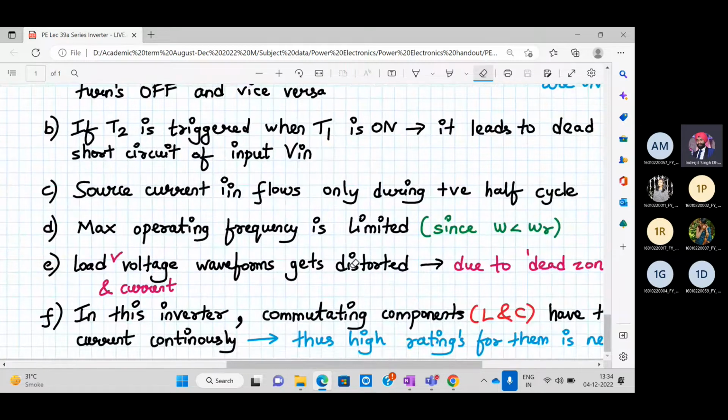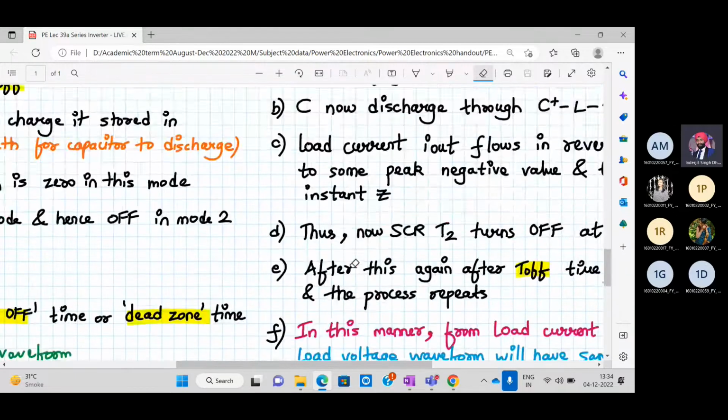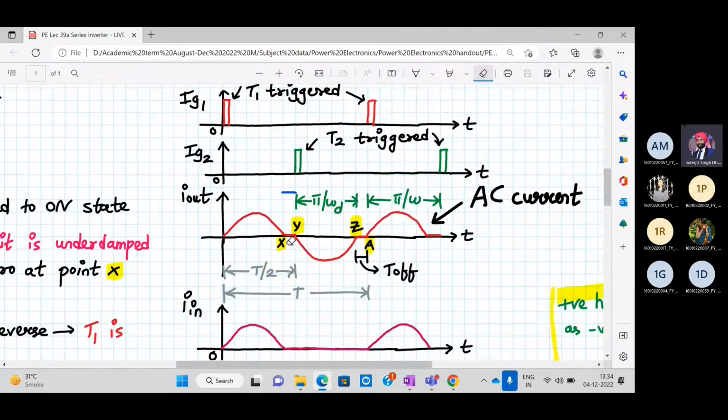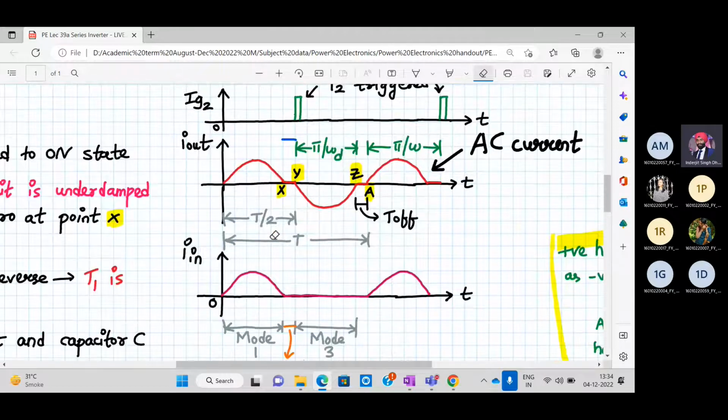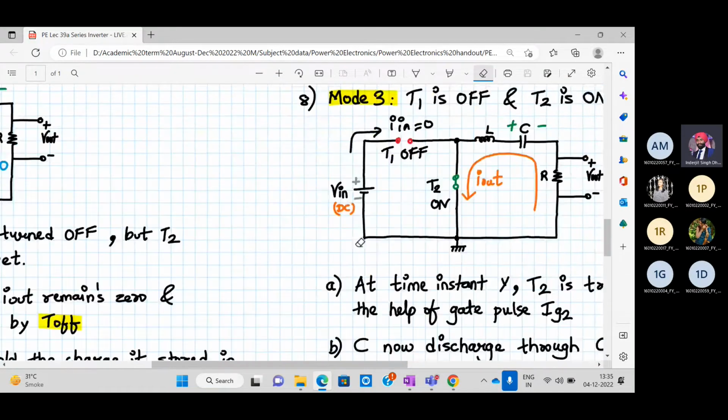Also, the load current and the voltage waveform get distorted due to the dead zone. As you can clearly see, which we have discussed, it's not a pure sine wave. There is a dead zone in the output voltage waveform and the current waveform. The output voltage waveform and current waveform will both be of the same nature. For I out, the peak value will be V out upon R in the positive direction, and the negative current peak will be minus V out upon R, because it's a resistive load, as you can see. So that's another drawback.